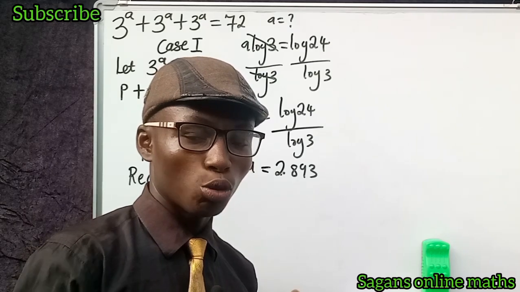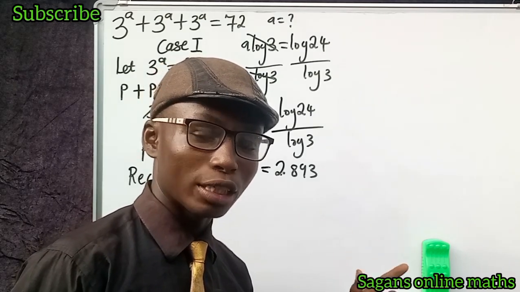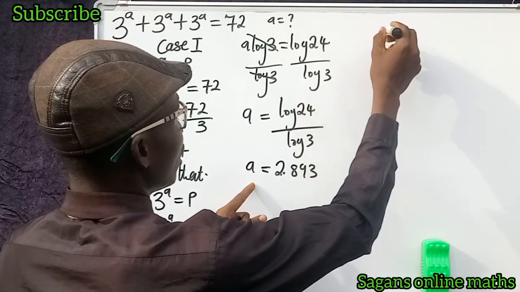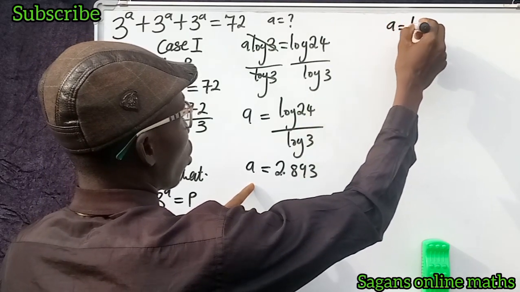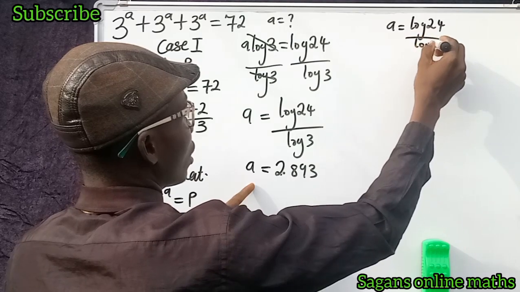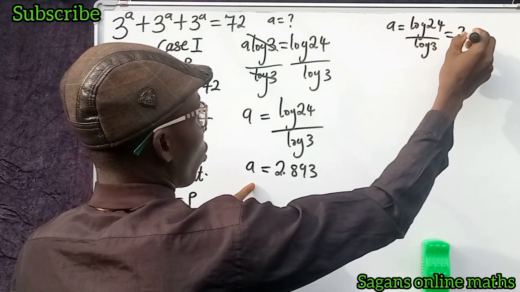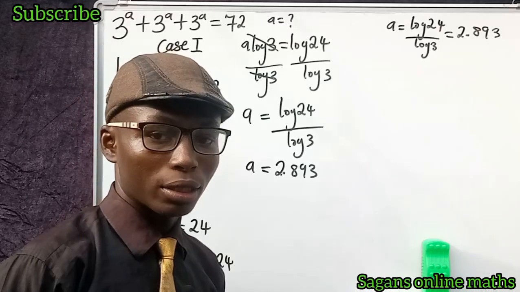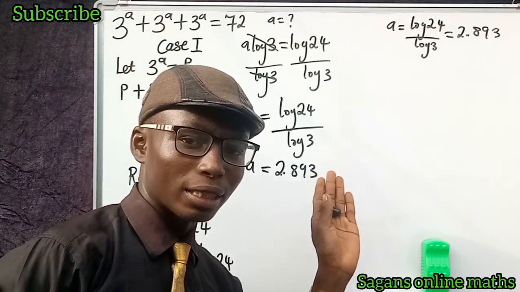Now, do you know that we have about 2 methods that we can use to approach this problem? Okay, this is case 1. We know that in case 1, a is equal to log 24 divided by log 3, which is equal to 2.893, to 3 decimal places. Wow, this is amazing.